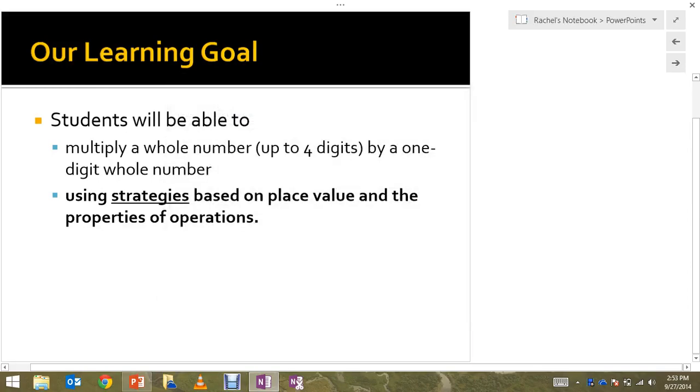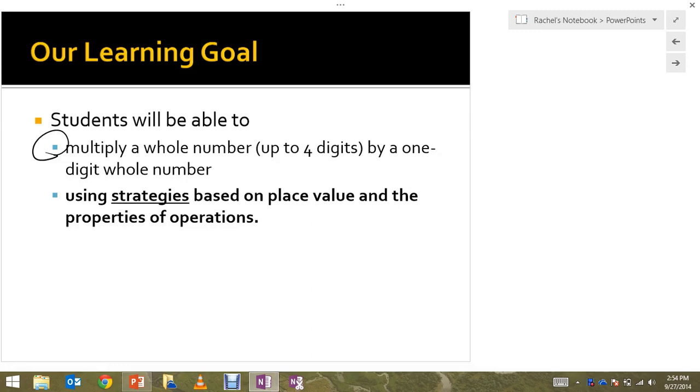In Lesson 7, students reviewed strategies that we've learned in the past few lessons and linked them to a new strategy, but really it wasn't a new strategy, it just looked a different way, and it was based on partial products. So right now in Lesson 7, students should be able to reach our goal, multiplying a whole number up to 4 digits by a 1-digit whole number using strategies.